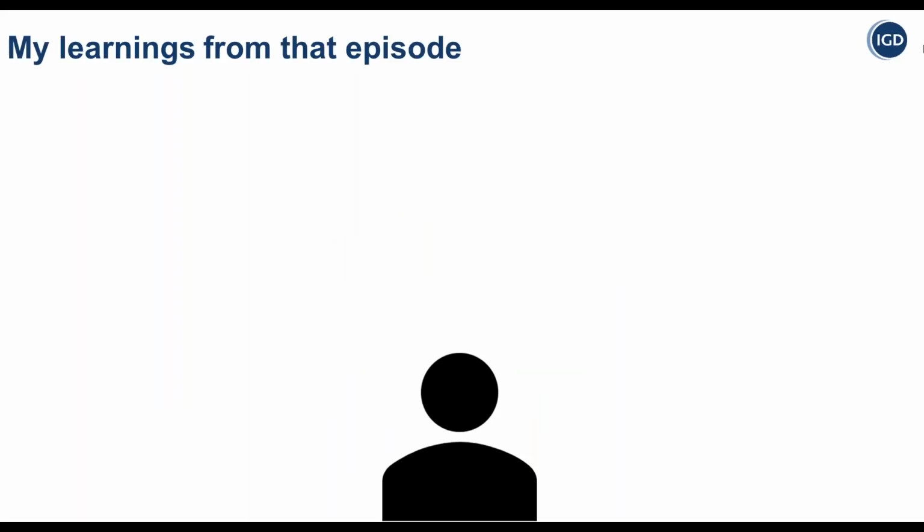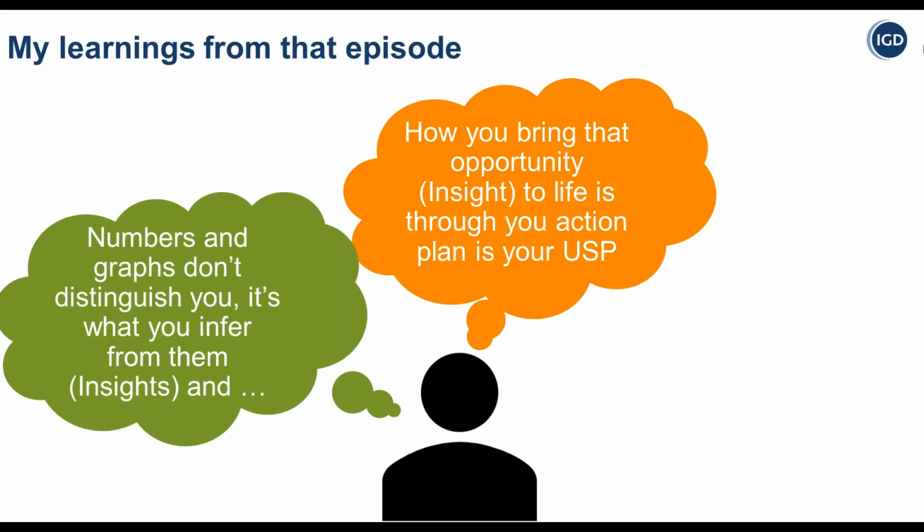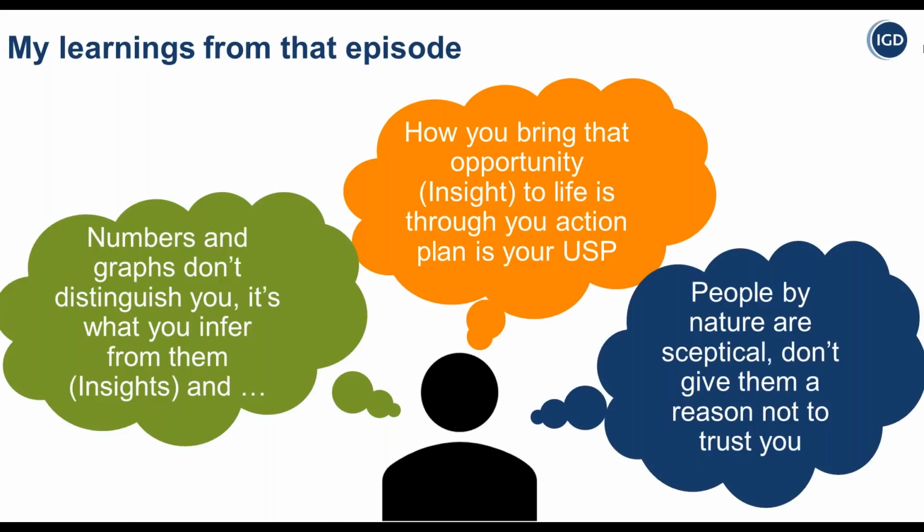Number one, numbers and graphs don't distinguish you. It's what you infer from them that does, and they are typically the insights. And also, how you bring those opportunities to life is through your action planning. Again, that's part of your USP that you can deliver in your storytelling. And then finally, people by nature are cynical, so don't give them a reason not to trust you.